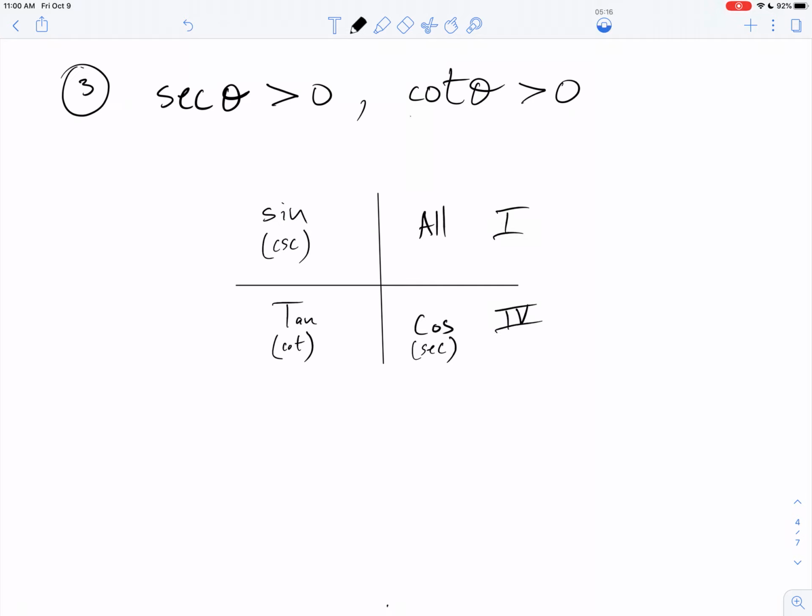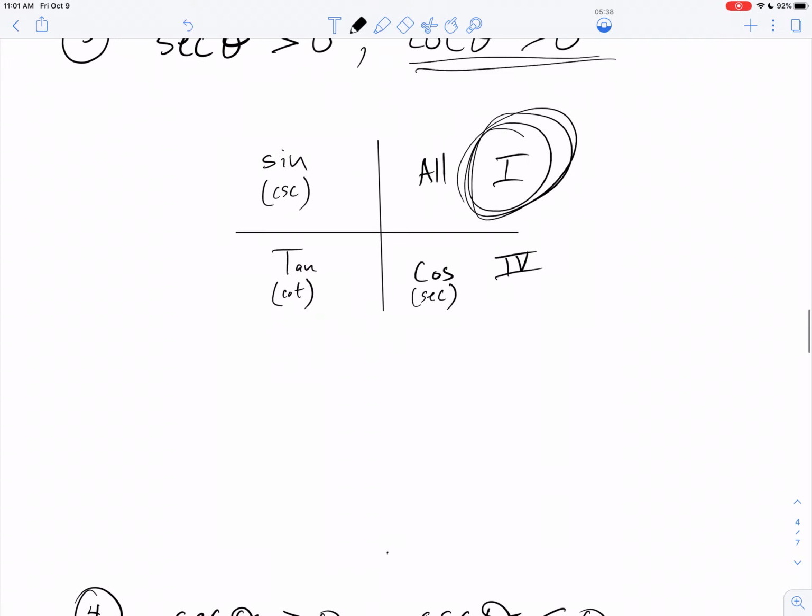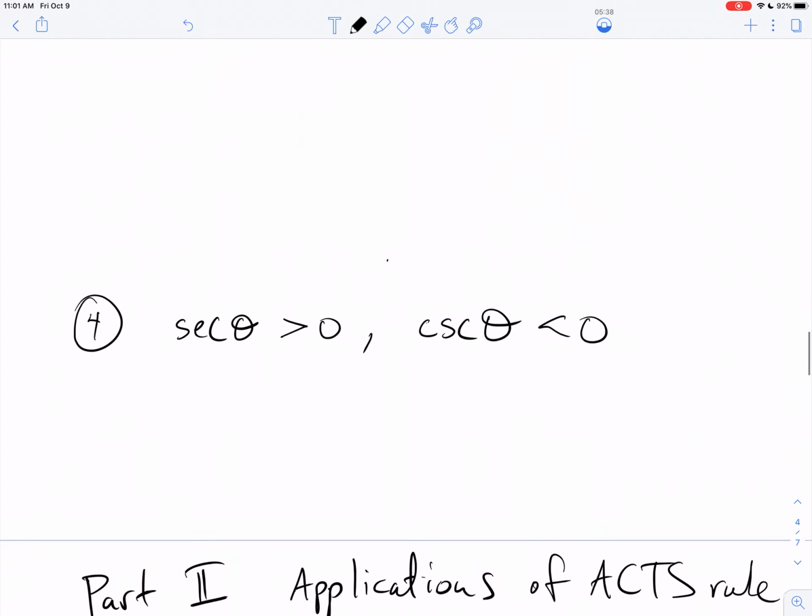But the other thing they told me here is cotangent is also positive. Well, the only place where all trig functions would be positive would be in quadrant 1. So I would say that is the only location where I could have those two things occurring at the same time. So once again, it's a process of elimination. You're being a math detective.